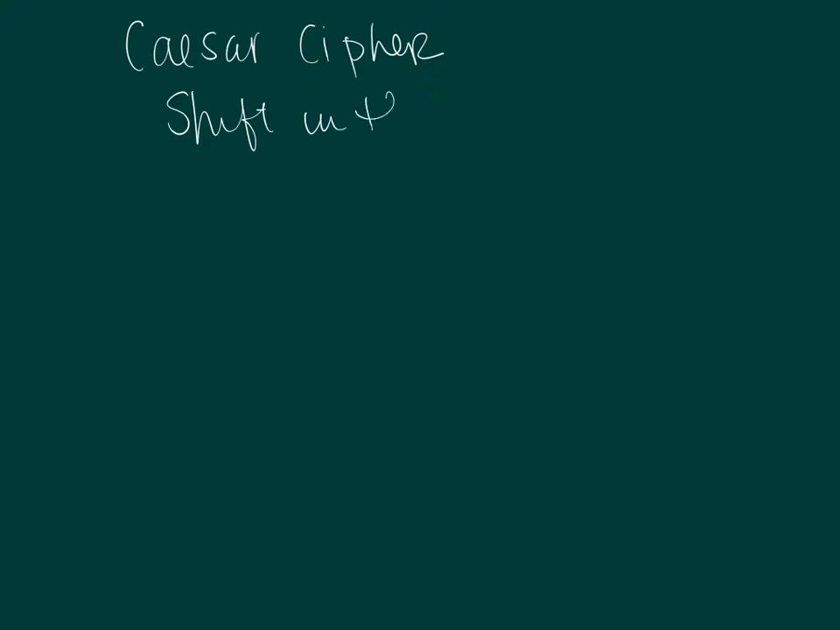We are going to talk about specifically the Caesar cipher. The Caesar cipher is a shift in the alphabet, and the alphabet wraps around. This is important because that means that if we take a letter like Z and we were to shift 4 units down, we would wrap back around the alphabet.